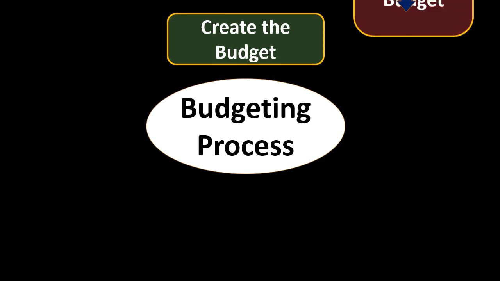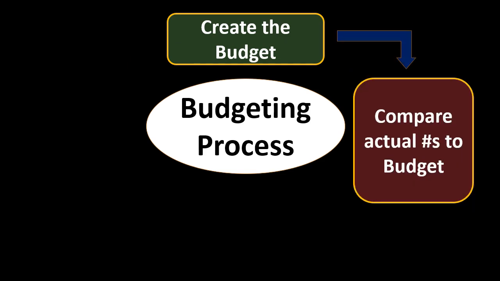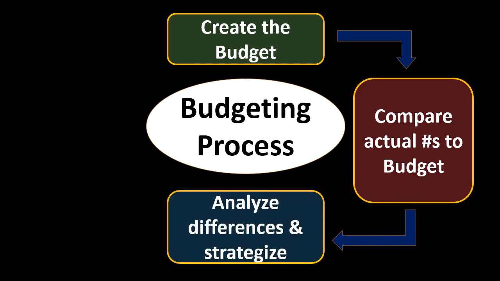So the budgeting process will start off with the creation of the budget. We're going to have to compare the actual numbers to the budgeted numbers. So we're going to create the budget, of course. Then we'll have the actual period we'll run by, the time period, the month, the year. Then we'll do the comparison. What did we expect to happen in the budget? What actually happened? What are the actual numbers? We'll do that comparison. Then we'll analyze the differences, and then we'll strategize.